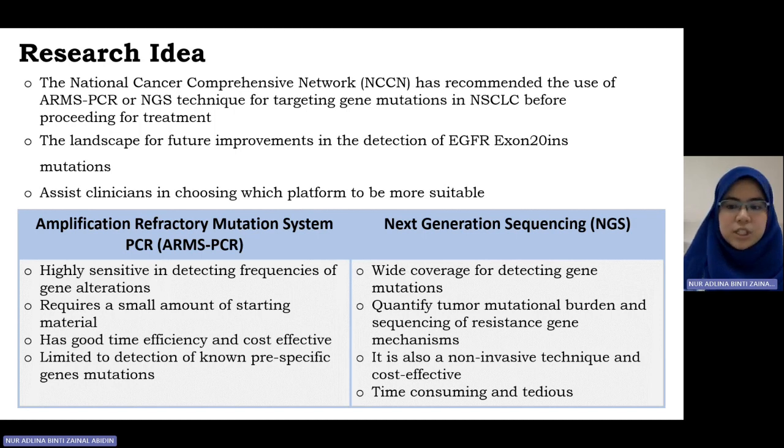Next is next generation sequencing, which has a wide coverage for detecting gene mutations, either known or novel. It also has the ability to quantify tumor mutational burden and sequence resistance gene mechanisms. It is also a non-invasive technique and cost-effective as well because it can detect multiple genes at the same time. However, the limitation of this technique is that it is quite time-consuming and tedious in the laboratory workflow.